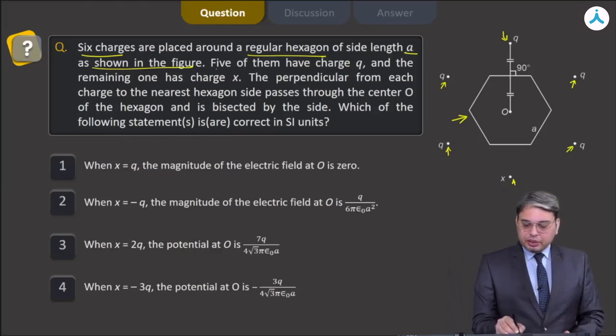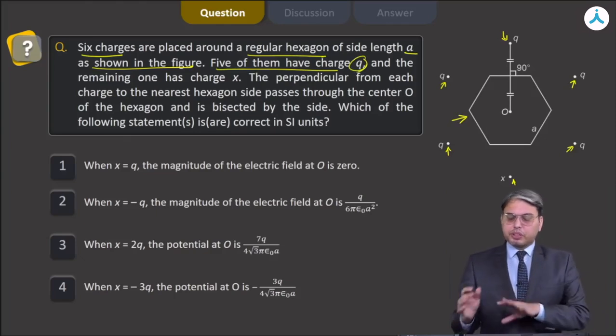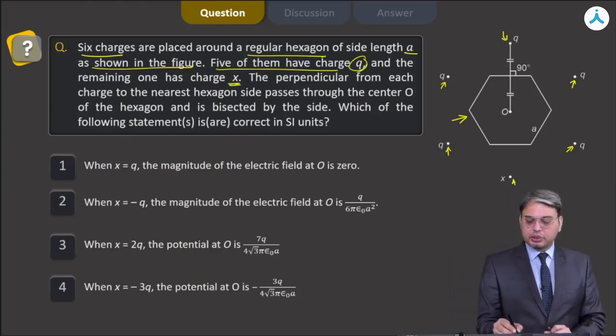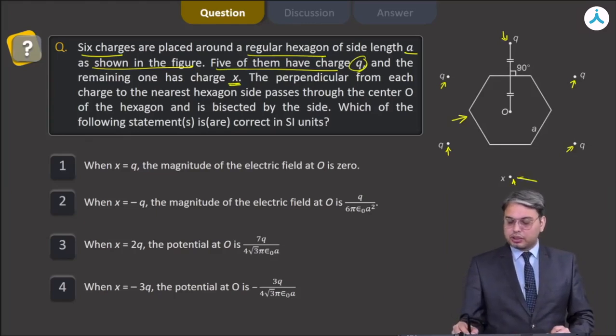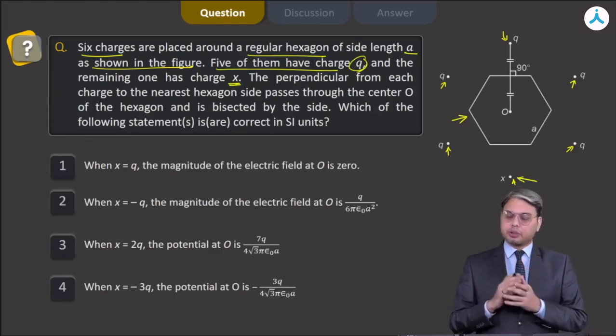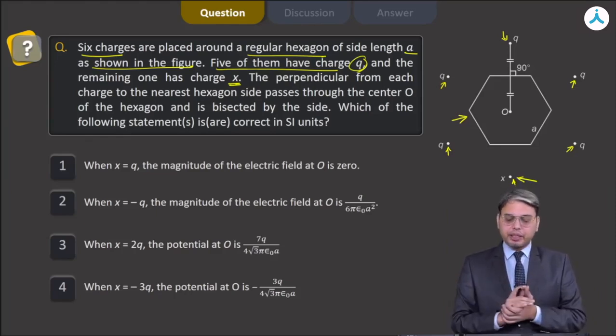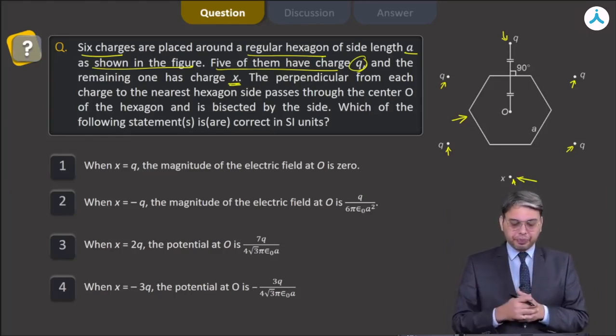Now 5 of these charges have the magnitude Q. You can see that in the diagram. And the remaining one has the charge x. This remaining one, the sixth one, has the charge x not equal to q, maybe or may not be. It can have some other value.